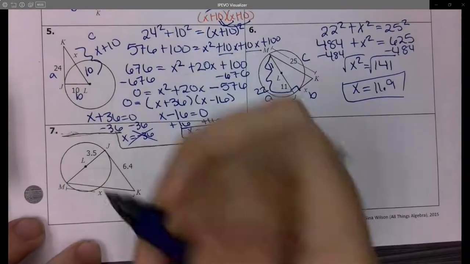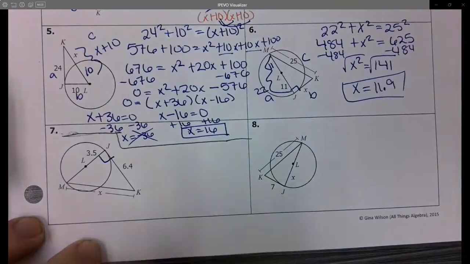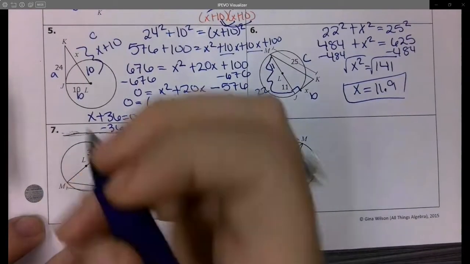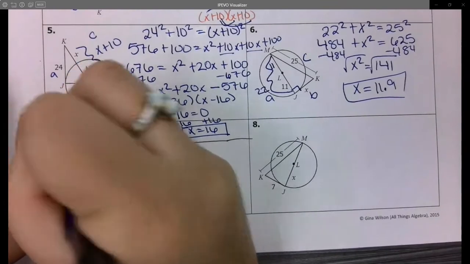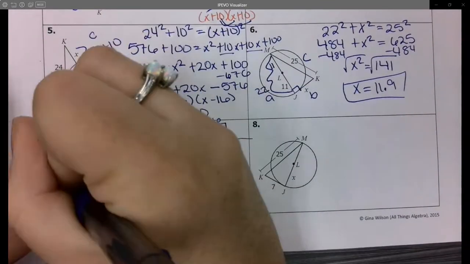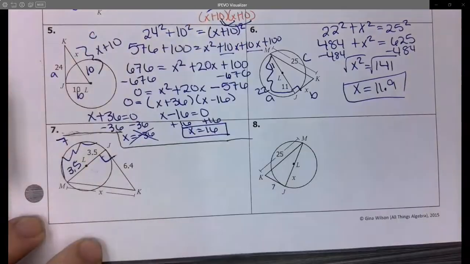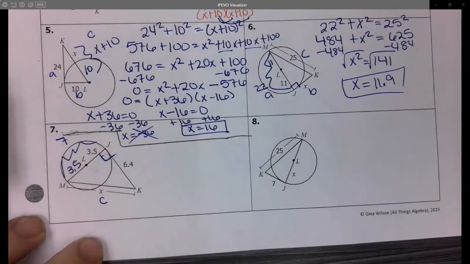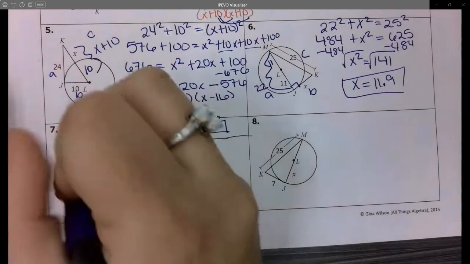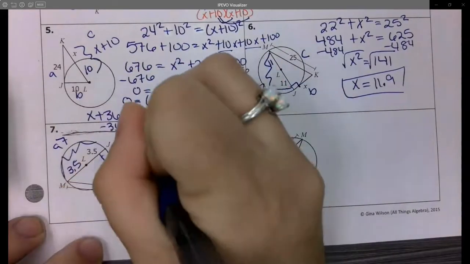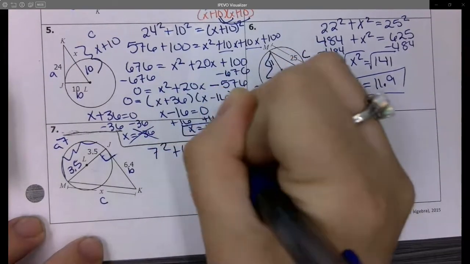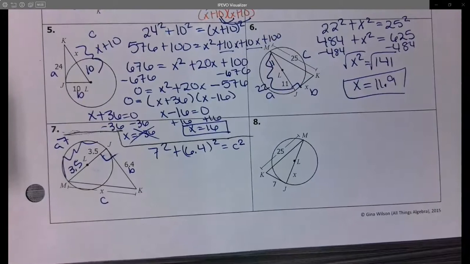Number 7, this is kind of the same. My right angle is right here. I have 3.5 as one of the lengths of half of this line because of the radius, so this is also going to be 3.5. That means the total length here is 7. So on this picture, this is my hypotenuse, and then a and b don't matter. So I'm going to have 7 squared plus 6.4 squared equals c squared.